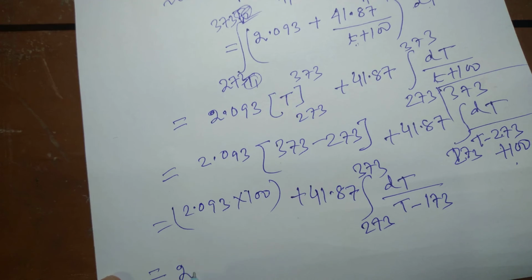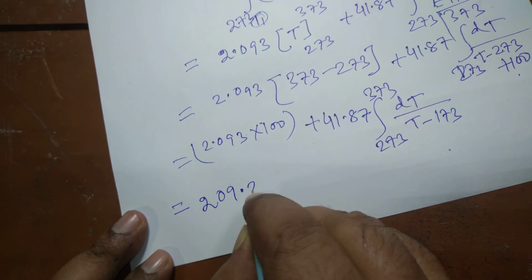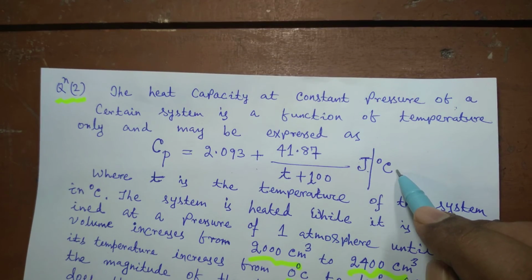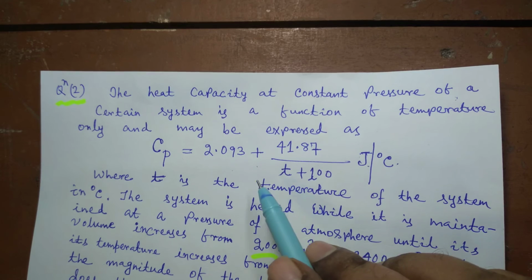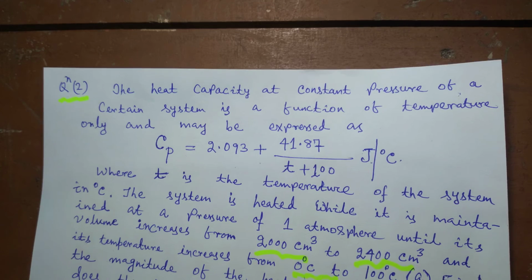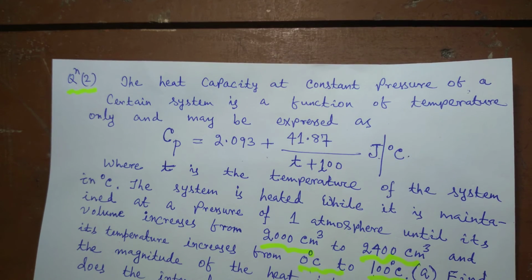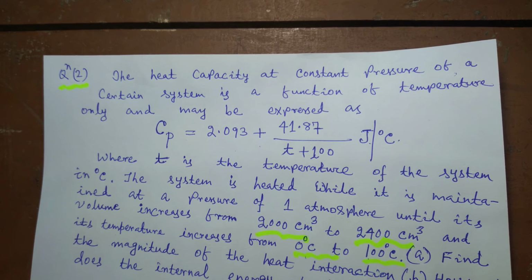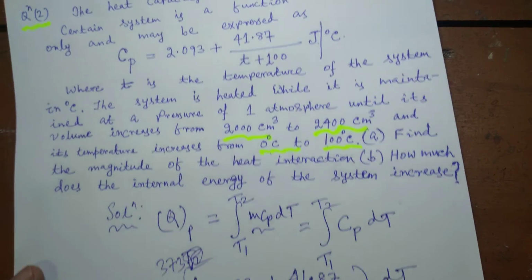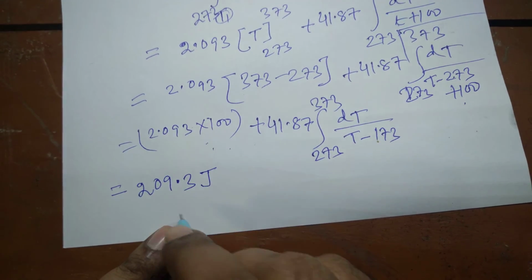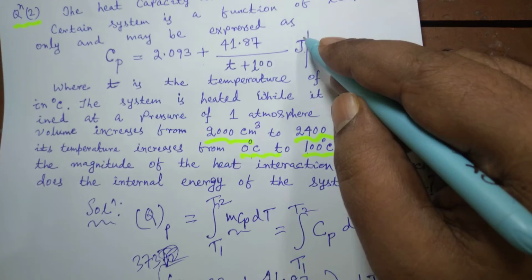That is equal to 209.3. This is joule because Cp is in terms of joule per degree Celsius. If you express this in terms of Kelvin, the same numerical value will remain, because the specific heat of air is 1.005, suppose kilojoule per kg Kelvin. In terms of degree Celsius, this value will remain the same, 1.005 kilojoule per kg degree Celsius. So this is in terms of joule because the Cp is in terms of joule only.